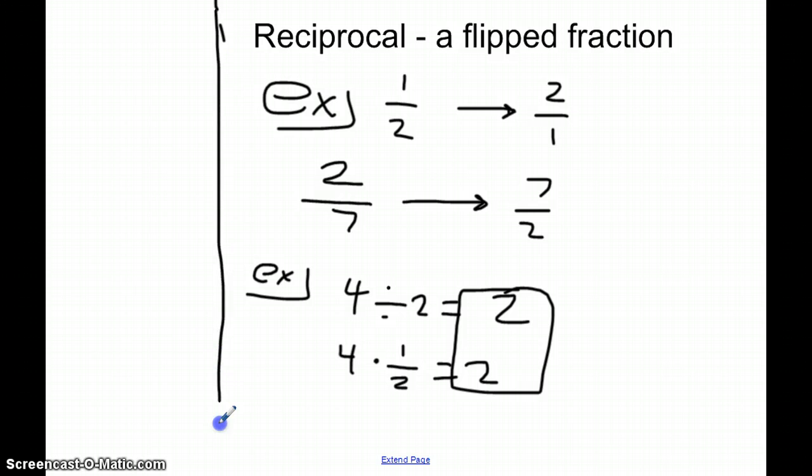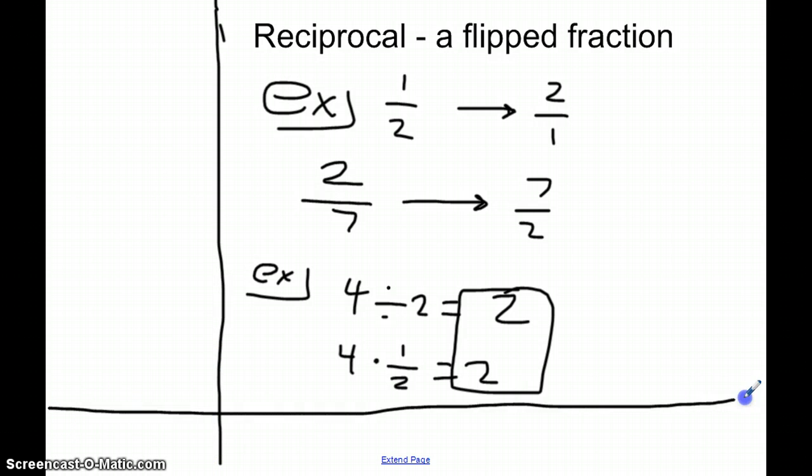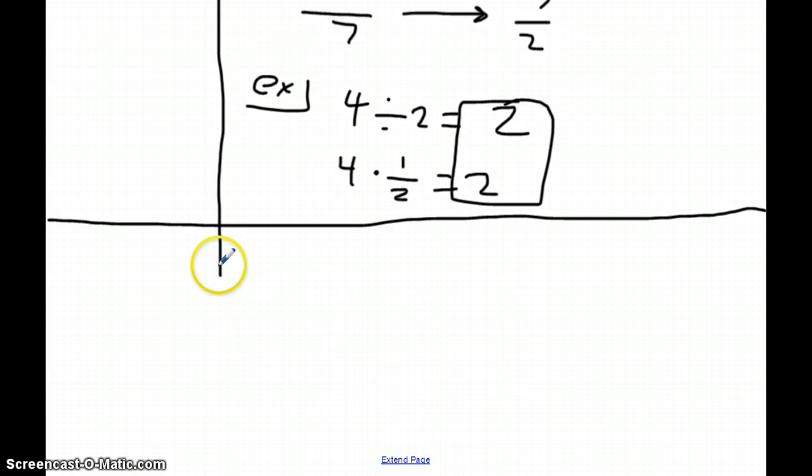Alright. Once again, I realize this is going fast. Please pause the video to make sure you get enough time to write these notes down. Our next key point, these are going to be some examples here. Some examples.